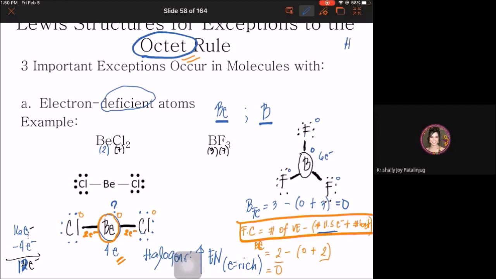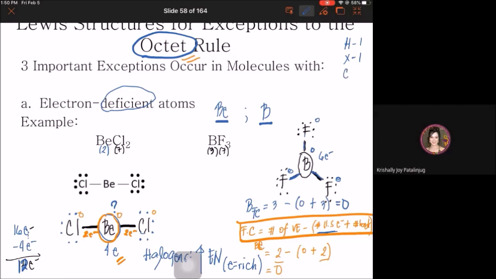Di ba si hydrogen, isa. Yung mga halogen, so pasok doon si chlorine, fluorine, bromine, iodine, isa lang. Okay, isa lang din. So, automatic, huwag mo nang i-compute yung formal charge niya. Yan na yung pinaka-stable bonding nila, isa. So, kapag nakakita ka ng halogen na may isang bond, okay, 0 yung formal charge niyan.